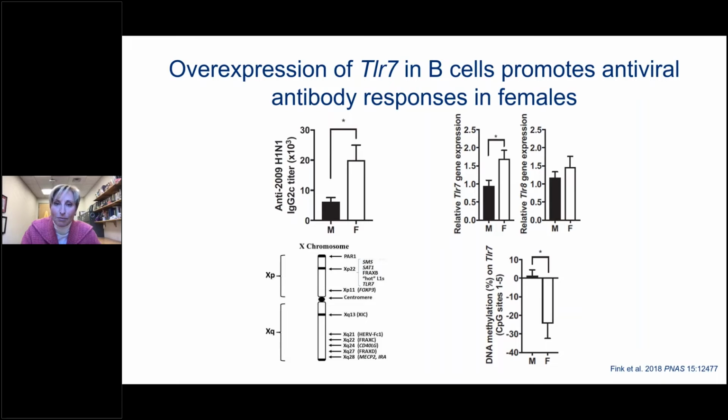Working with inbred mice, we can't exactly look at the maternal and paternal expression of TLR7. So we used an epigenetic approach looking at DNA methylation in the promoter of TLR7 and observed reduced DNA methylation in the promoter of TLR7 in vaccinated females as compared with males, suggesting that reduced DNA methylation might be one factor contributing to greater expression of TLR7 and greater activity of antiviral antibody in vaccinated females compared with males.